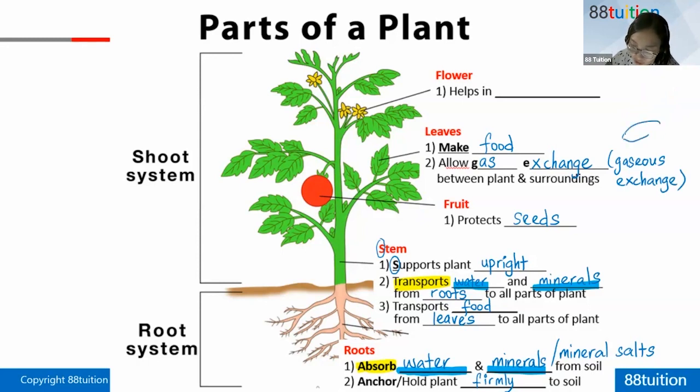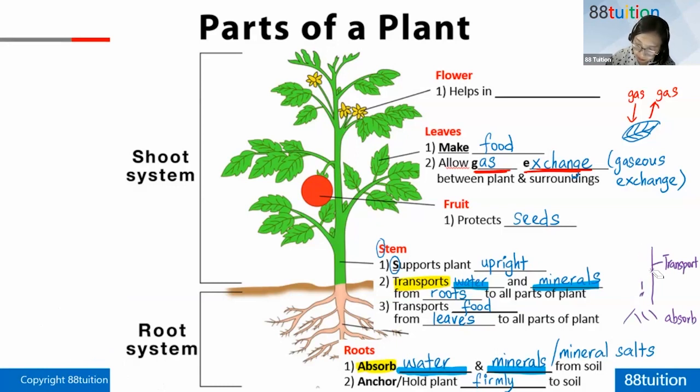So let me just draw nicer. I'll use a different color so I don't get confused. So the gas goes in, some gas comes out. So there's a gas exchange. Then for the MRT system, the stem. This is the stem, and then this is the roots. So for roots, you use absorb. For the stem, you use transport. So think of it as like the MRT.